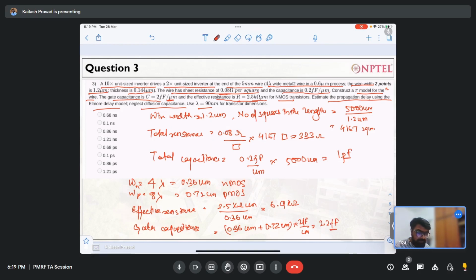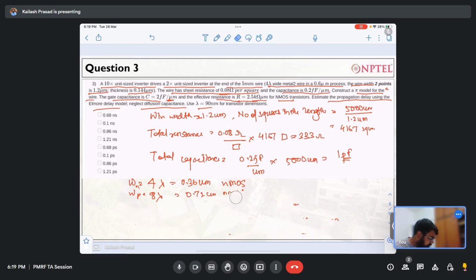So once we calculate all of this, you just have to apply the Elmore delay formula, right? And please note that it's a pi model. So when we consider the capacitance, it will be C by 2 instead of C, right? So here it is 1 picofarad, it will be 500 femtofarad, right? So I'm erasing this part till now. And once you directly apply the formula, right? So the formula I'm directly applying.